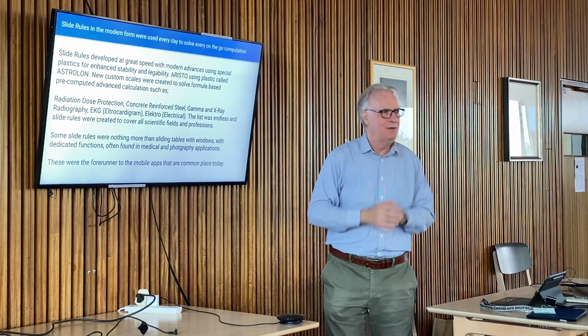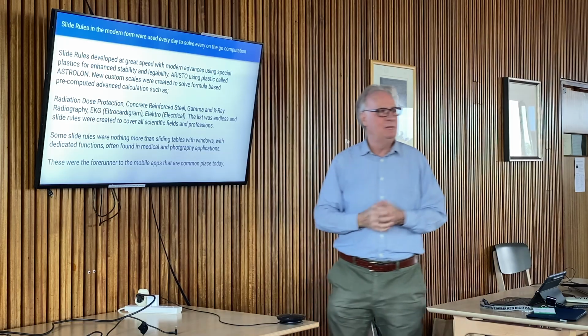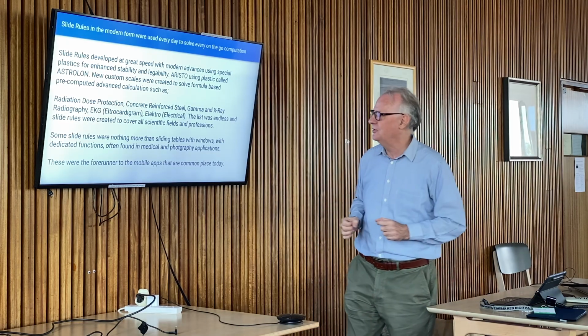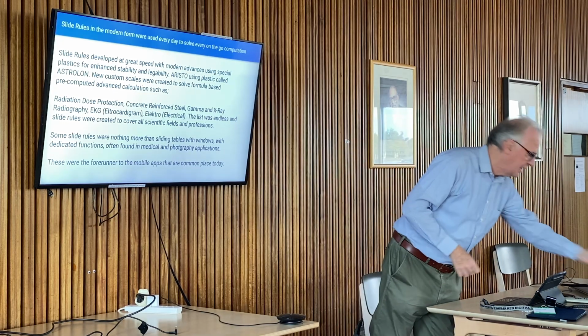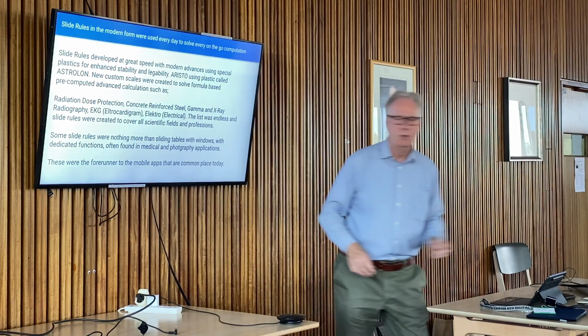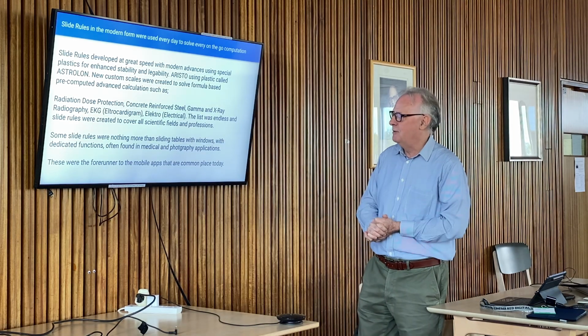Gamma and X-ray radiography, if you believe that, you believe anything. EKG, electrocardiogram, there's one that Faber-Castell designed specifically for ECG measurements, and an electro, which I have today. So I have an electro here, made by Unique, and a normal one, which is here as well. So the list is endless.